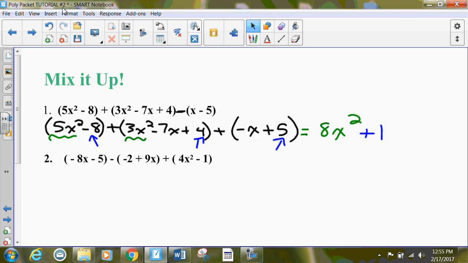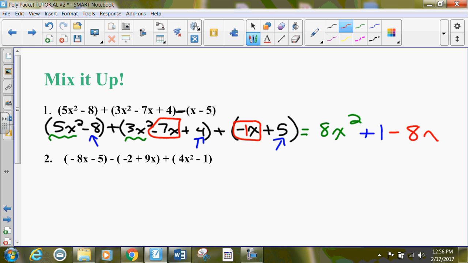All right, so we took care of the 5x squared, we took care of the negative 8. The next term that we have left is this negative 7x. We've got a negative 7x plus another negative x. Now remember, when there's not a number there, it's a 1, so that's a negative 1. If you put negative 7 minus 1 in your calculator, you're going to get a negative 8x.